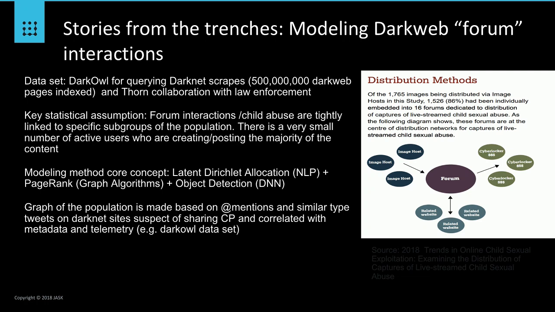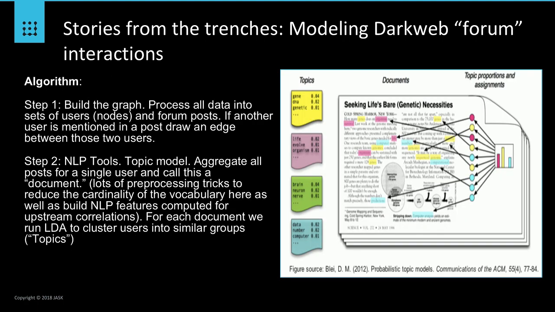Then over time, we can use different techniques. Some of them are graph algorithms. Some of them belong to something we call natural language processing. And the final piece of the algorithm is an image detection algorithm, which is specific to deep learning. The key assumption we make here is that forum interactions are tightly linked to specific subgroups of the population. That's what I meant: there are a few VIPs who are basically producing the content here.